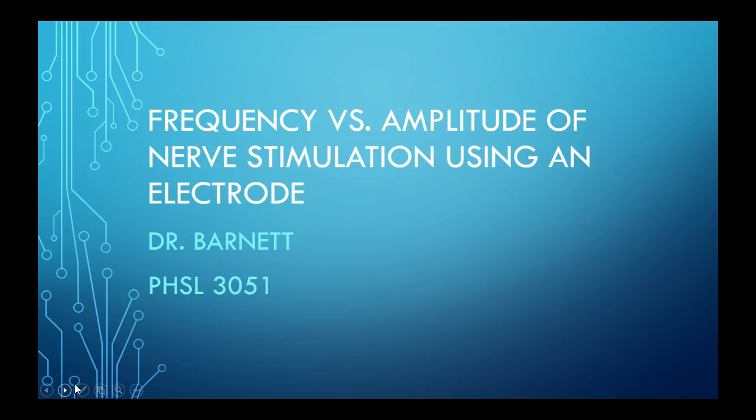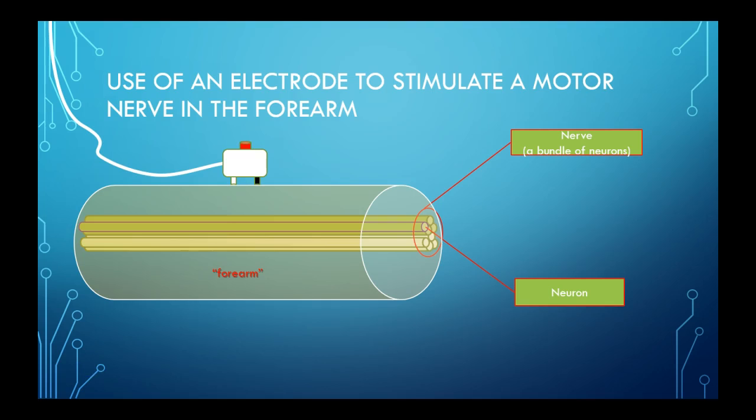I'm making this recording to answer a question during finals week concerning the difference between changing the frequency or the amplitude of nerve stimulation using an electrode. This is similar to what we did in our finger twitch lab early in the semester. First, we have to define a few things.